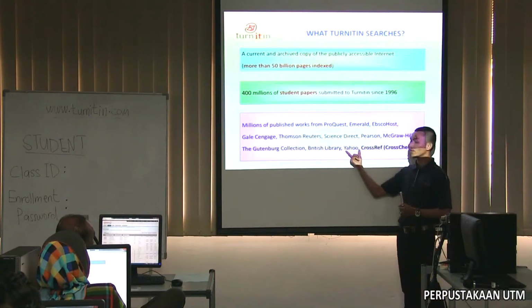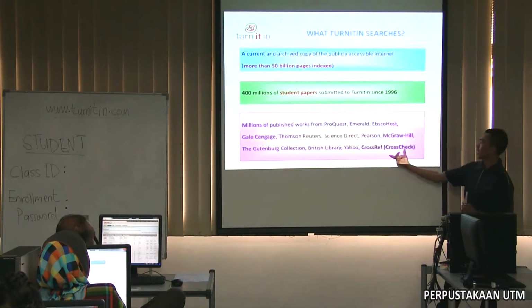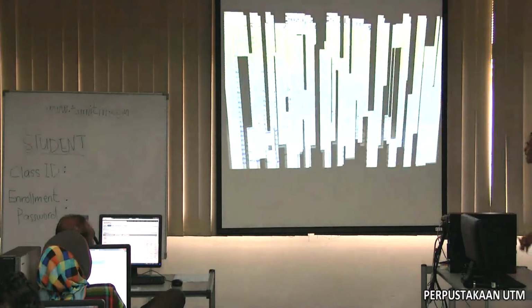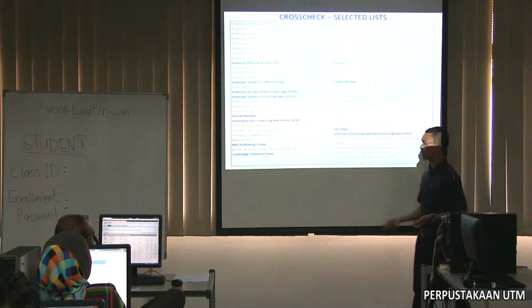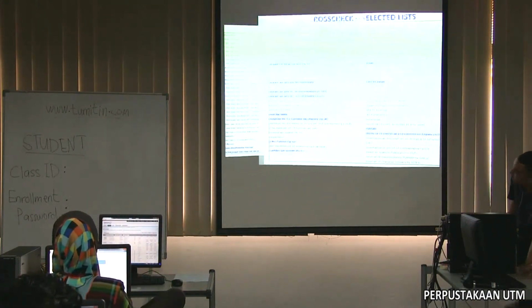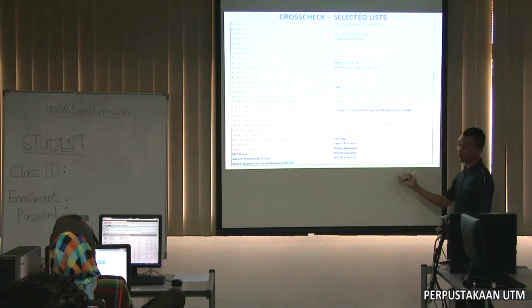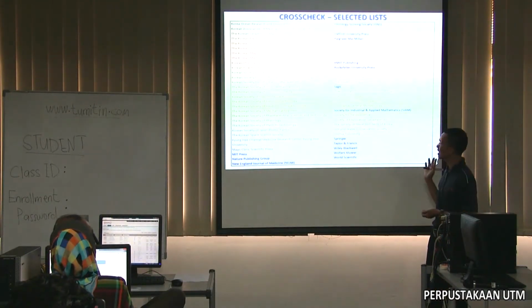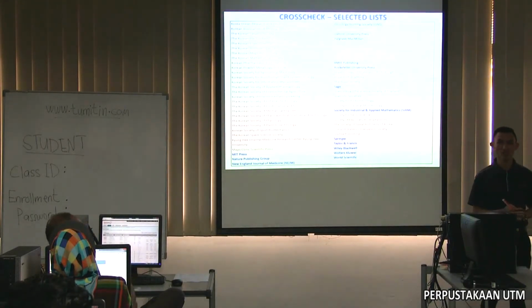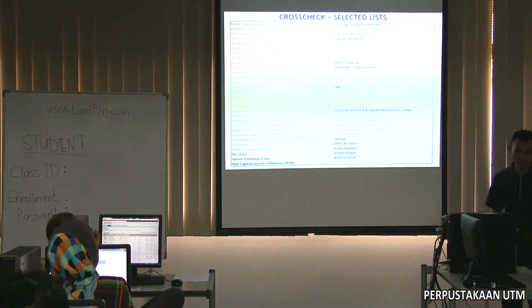Turnitin also has the full content of Yahoo. And then CrossCheck is the latest partnership, with more than 300 publishers. For example, Elsevier, Expert Reviews, IEEE, Sage, Springer, Taylor and Francis, Wiley. Those are the list of publishers that Turnitin has all their content in the database, the online content.